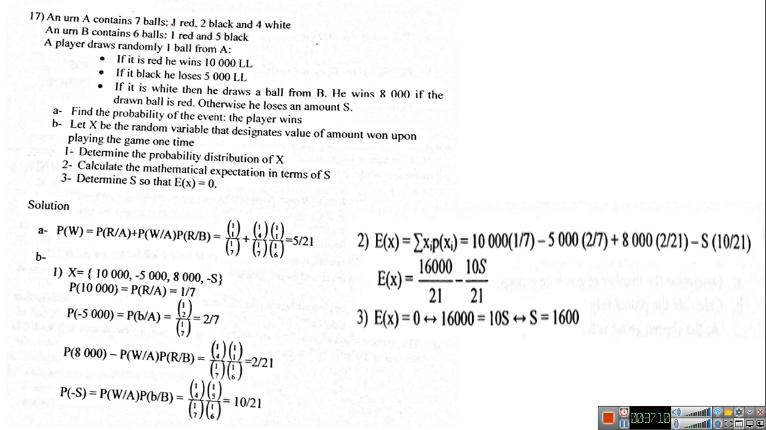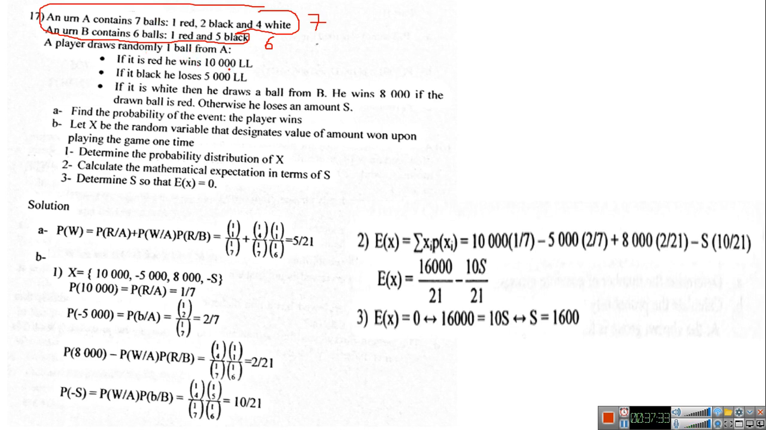An urn contains urn A, 1 red, 2 black, and 4 white. This is the given. Urn B, sorry, contains 1 red and 5 black. So here, how many balls do you have? Here in urn 1 is 7, in urn 2 is 6. A player draws randomly 1 ball from A.